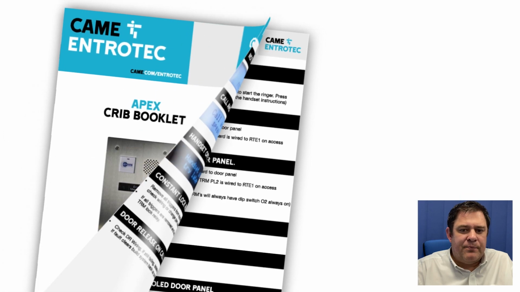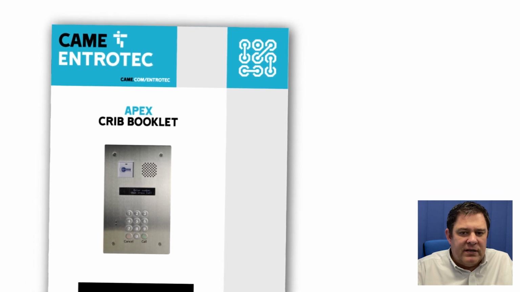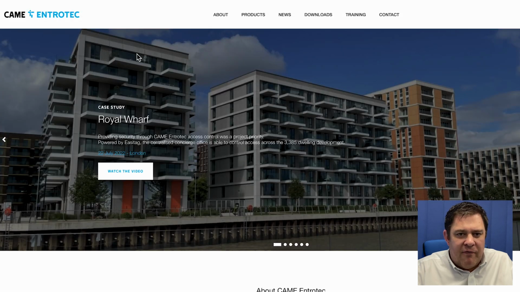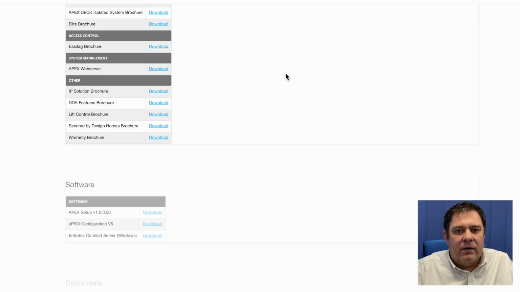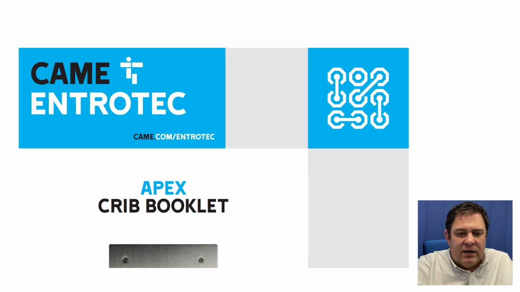A little document that has proved to be quite useful is the crib booklet. It just outlines some common issues and faults that we've learned over the years of giving technical support. This document's available from the website. You go into downloads and then technical documents. It's quite straightforward to find. And as I say, it's a crib booklet.